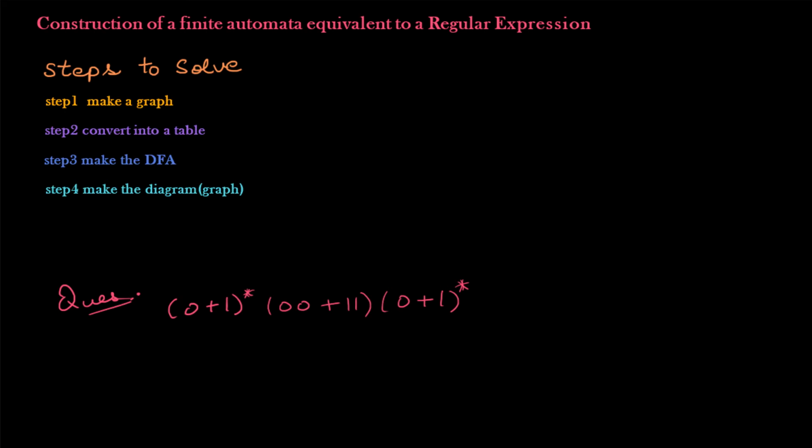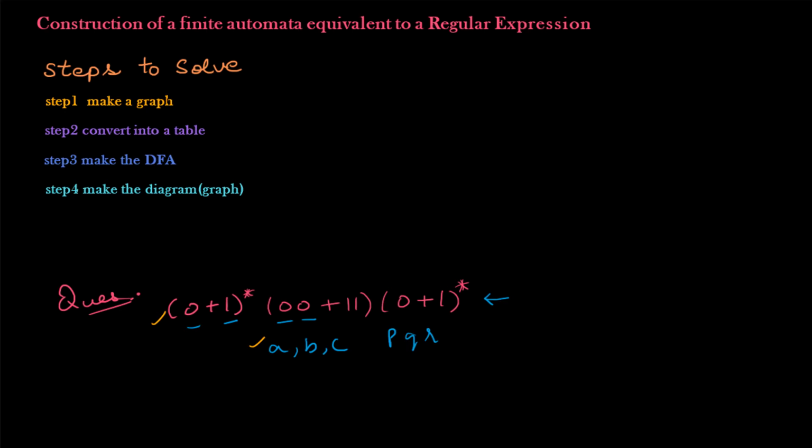Today we will learn how to construct a finite automata equivalent from a regular expression. So the question will most probably look like this, with the numbers or the input states present as 0, 1, or A, B, C, or something like P, Q, R. But it usually happens that zeros and ones or A and B are used most of the time. There are different steps to solve it.